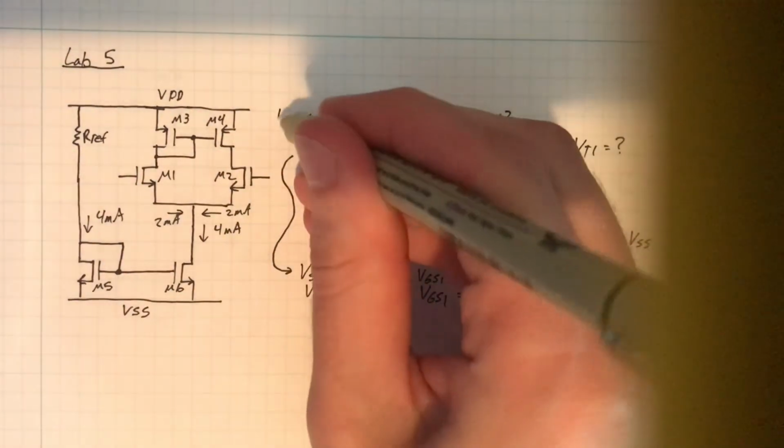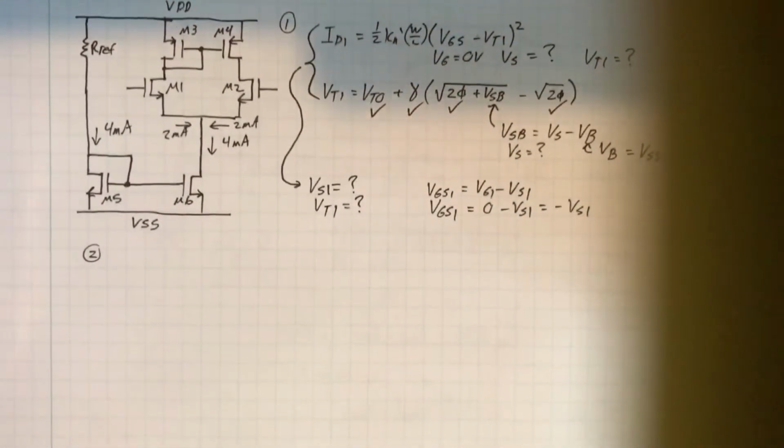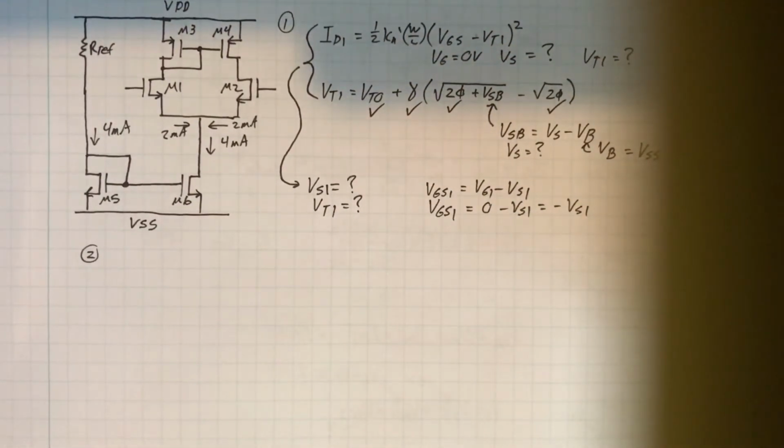So this was part 1. Part 2. Let's read that real quick. You need to figure out the minimum value of VCOM. That's the DC voltage that you apply to the gates.